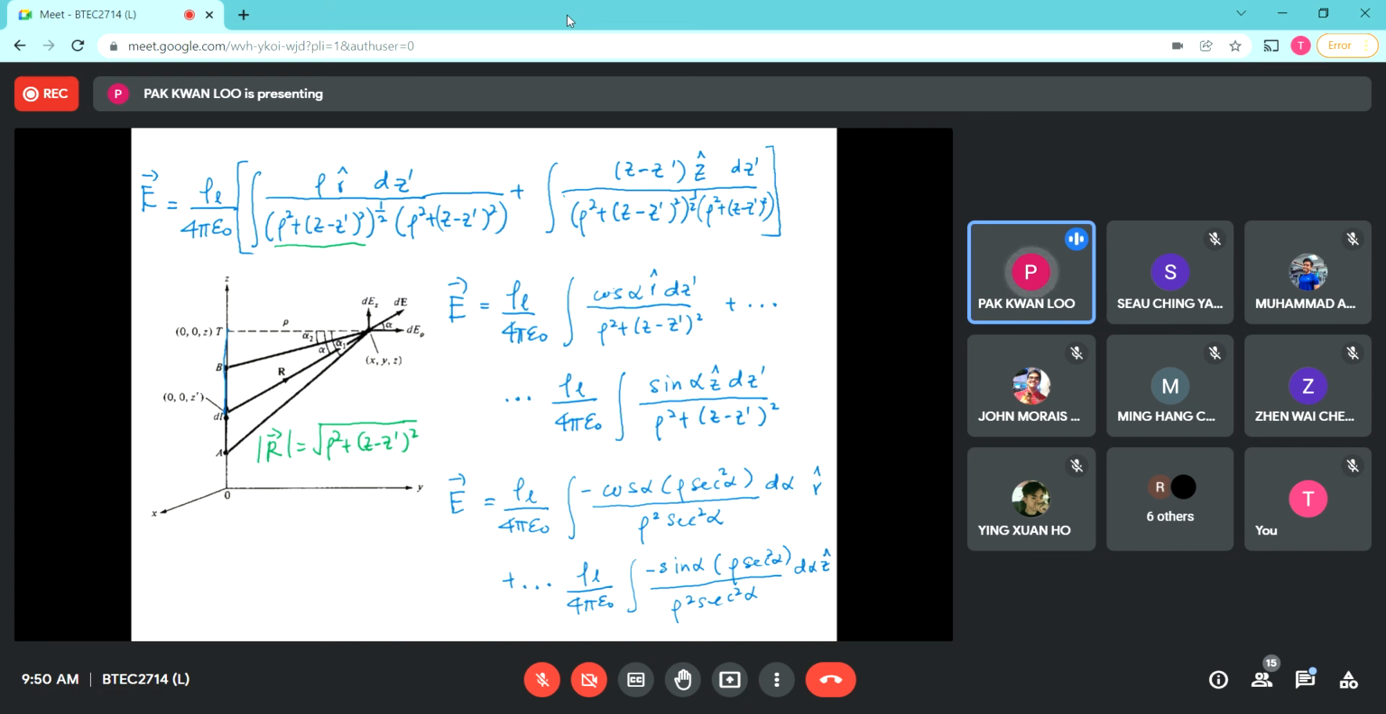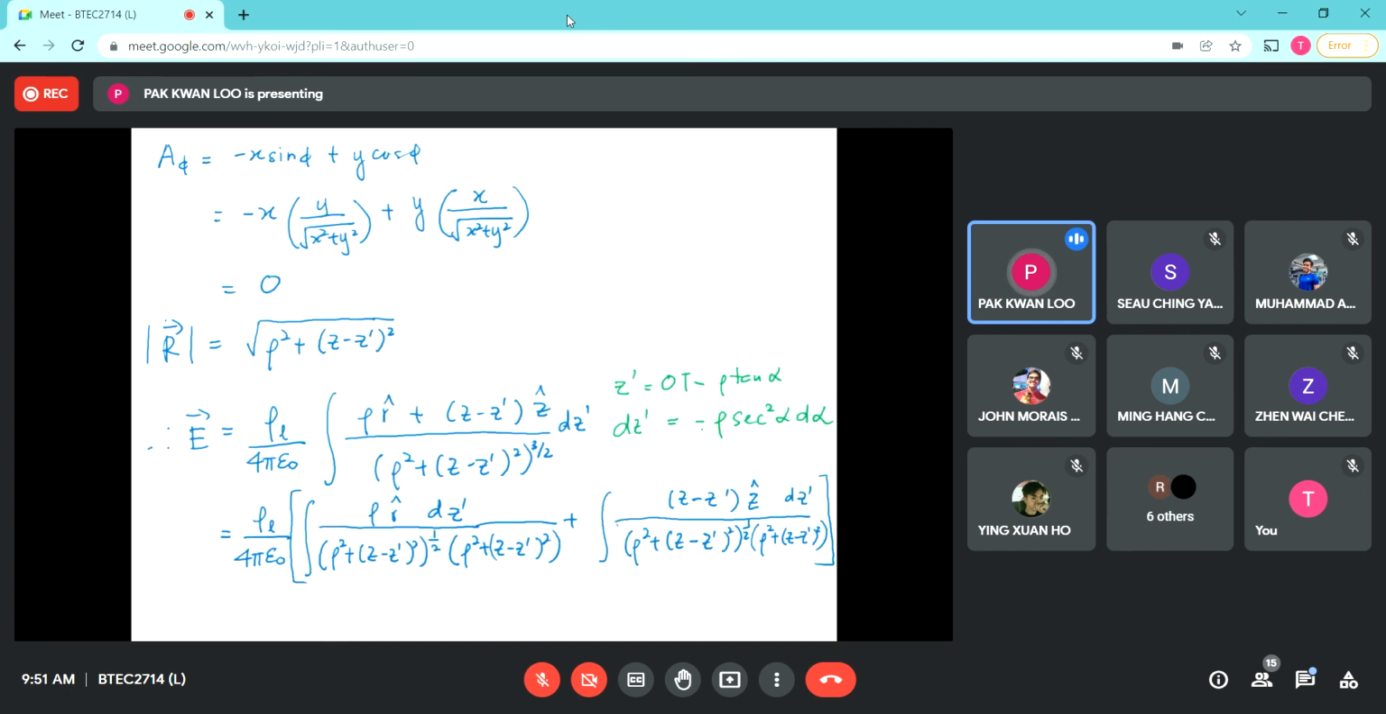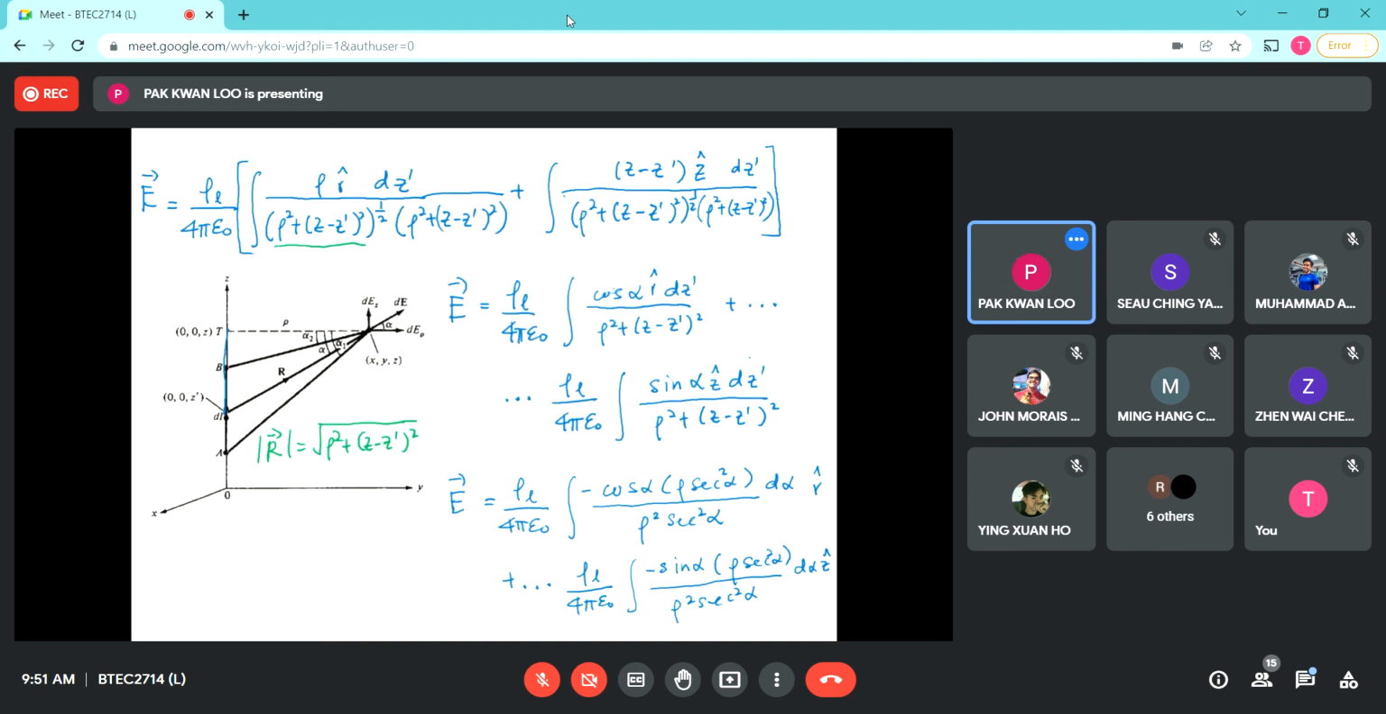So now, what I mean in these steps here, I have substituted dz prime, which is negative secant squared alpha d alpha, into the integrals, the electric field in the integral expression. So I replaced this.